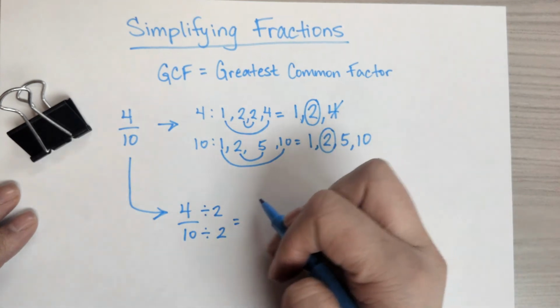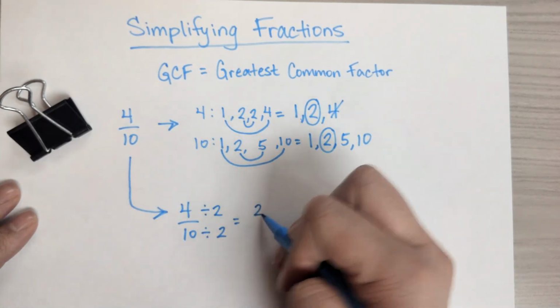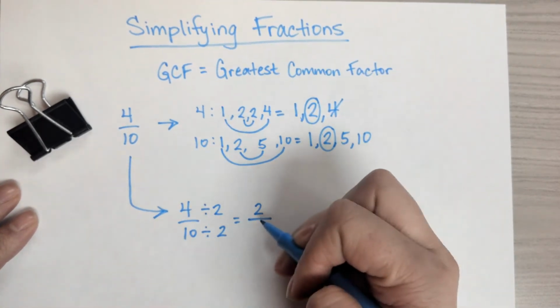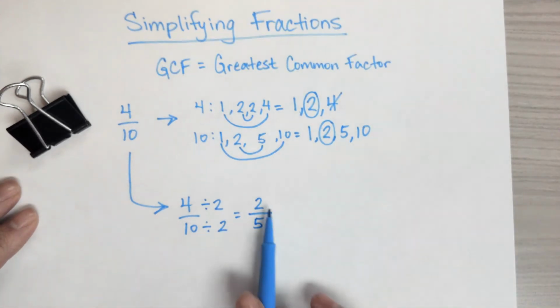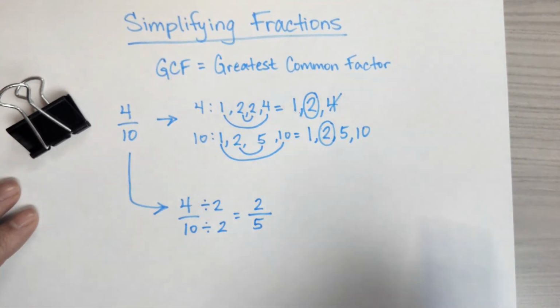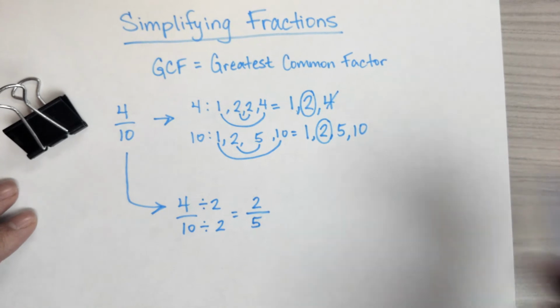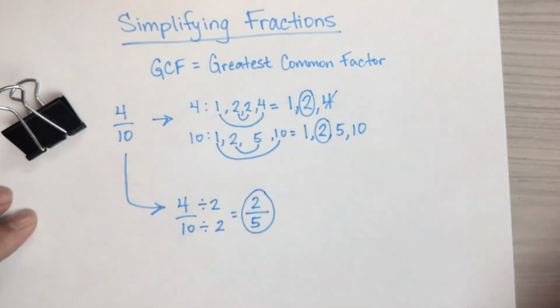In our simplest form, 4 divided by 2 is 2, and 10 divided by 2 is 5. We ask ourselves, can we simplify this even further? No, we can't. And so that's our answer.